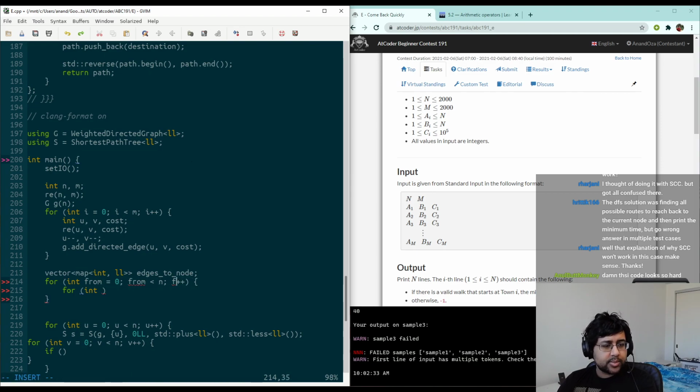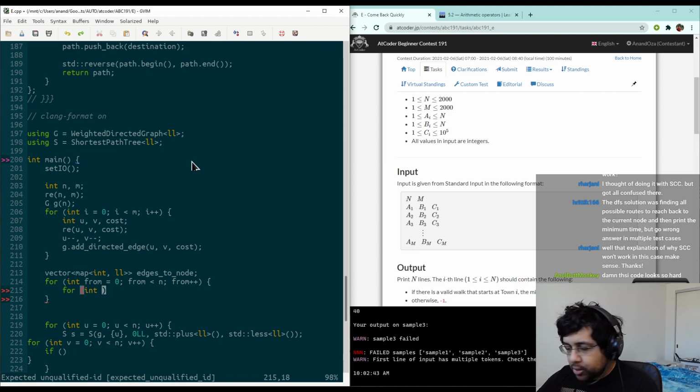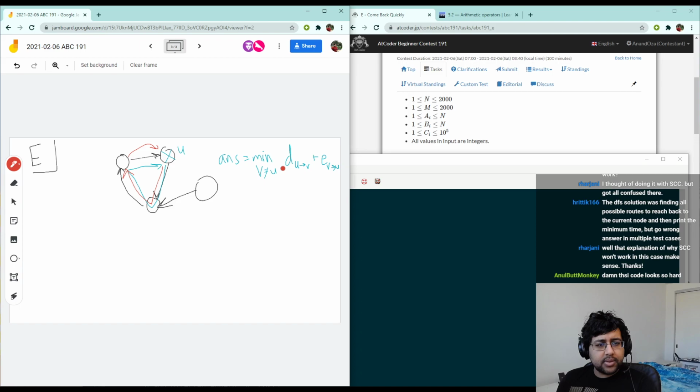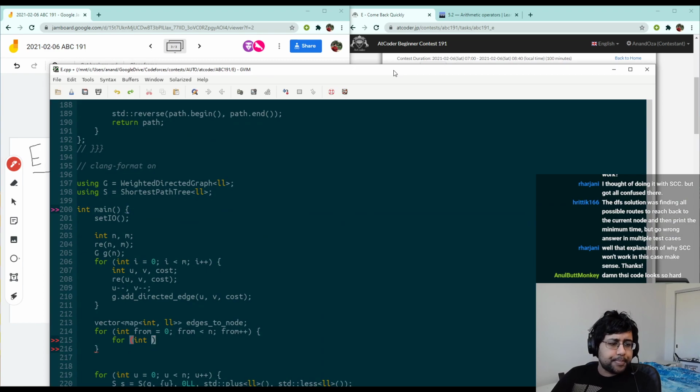I'll try to write this as clearly as possible. So we're going to have our from. What we're finding here is a map of, given a node, does another node point to it or not, and what's the cost. And the reason that we're doing that is because that's what we're going to need in order to implement this. This is basically a for loop, right? So this is what we're computing with Dijkstra, and then this is what we're going to compute with our map.